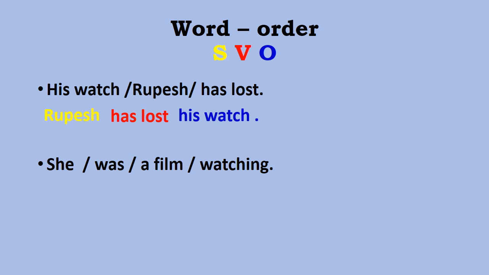She was a film watching. Here also see, a film, that is also a noun, and she a pronoun. So what will be the subject here? Obviously it will be she. What was she doing? Was watching. Though was and watching are given as two different words, was watching is a single verb. And what was she watching? We get the object, that is a film.